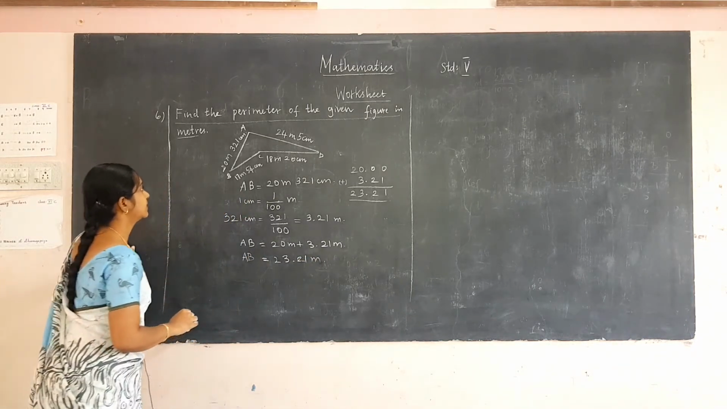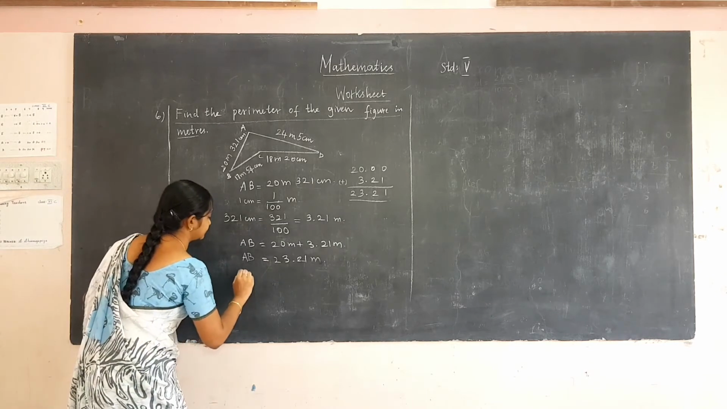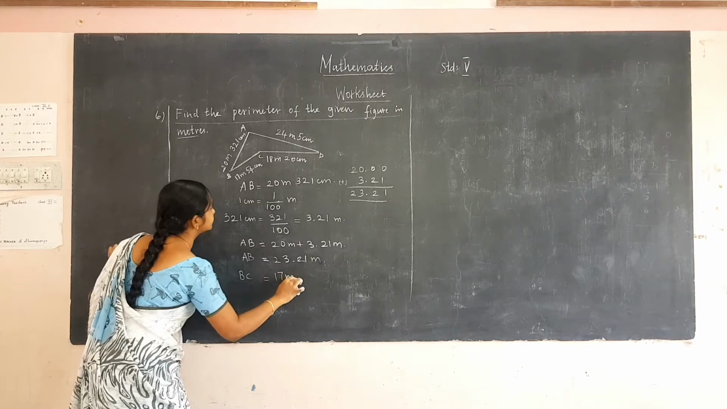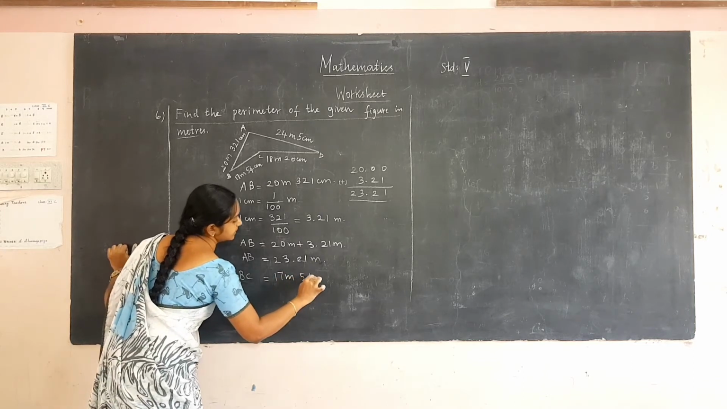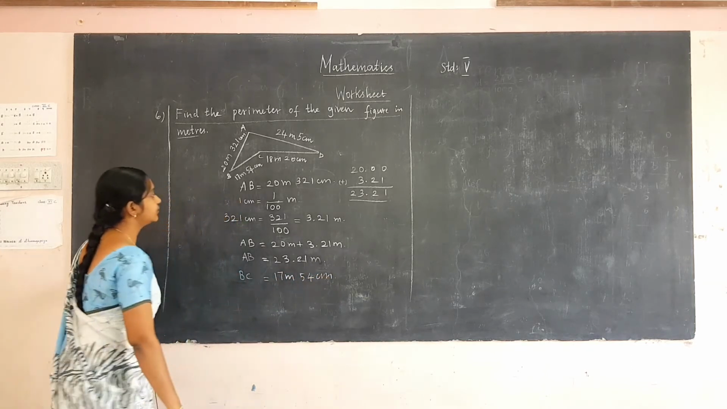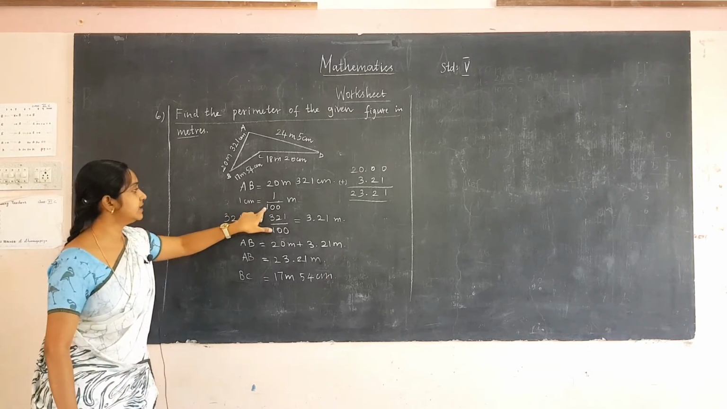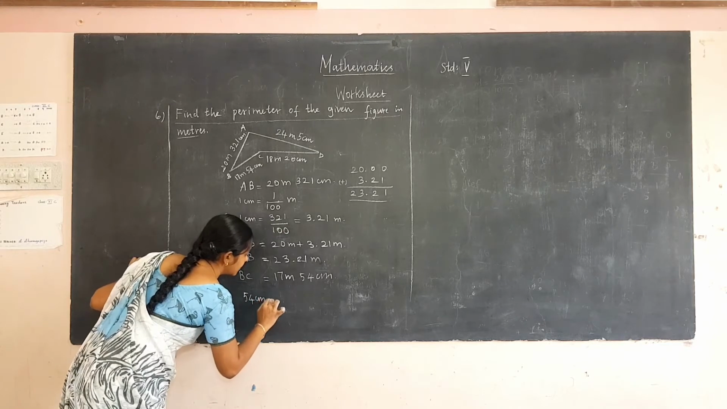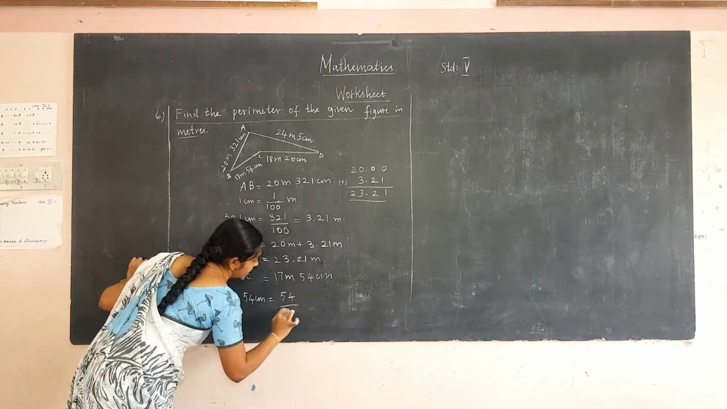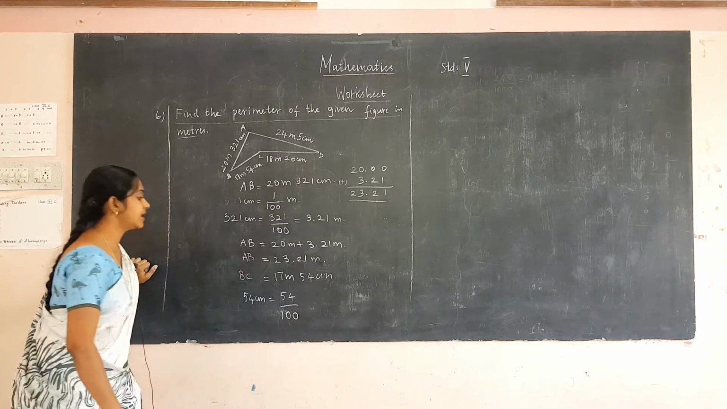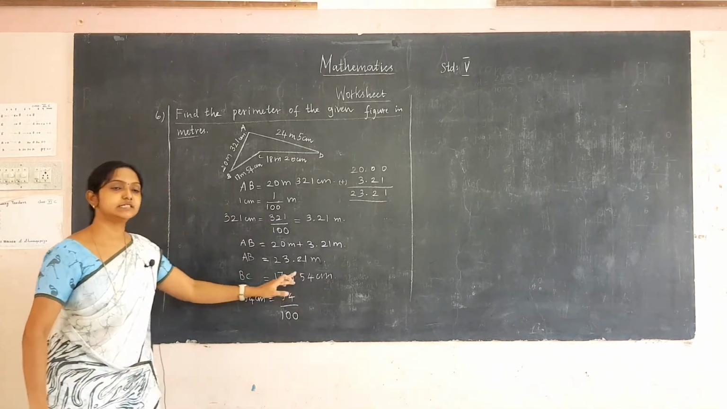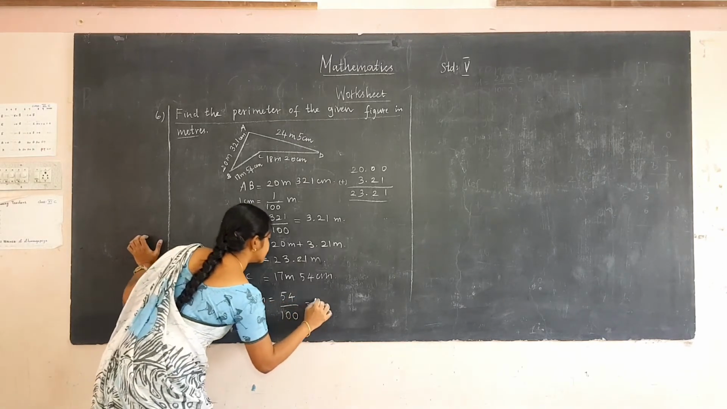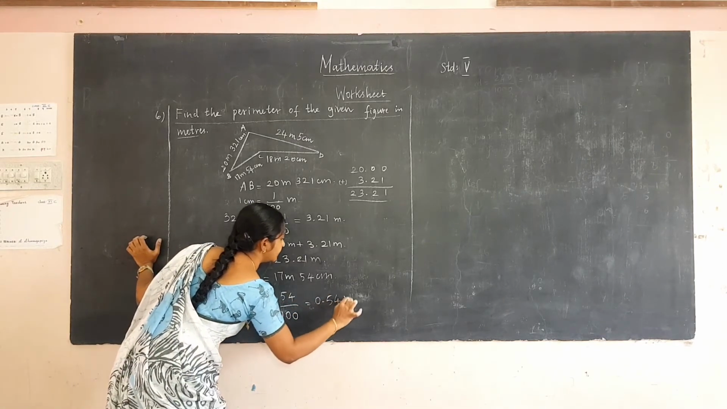Next, BC. 17 meter, 54 centimeter. We already know that 1 centimeter equal to 1 divided by 100 meter. Then for 54 centimeter, we have to divide 54 by 100. In denominator, we are having 2 zeros. So we have to keep the decimal point before 2 places, 1 and 2. So it is 0.54 meter.